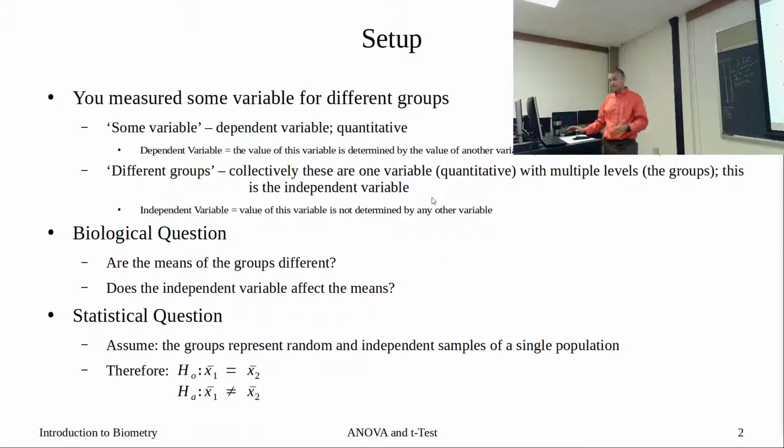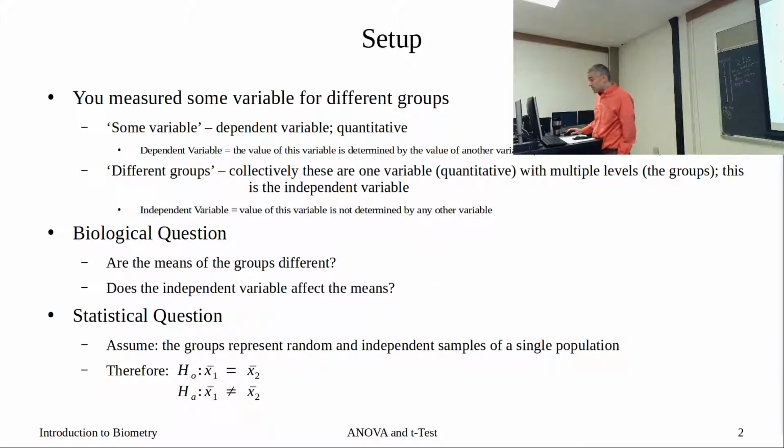All right, so here's our setup. We performed an experiment where we measured some variable for different groups. That variable is going to be our dependent variable. It will be a quantitative variable, something that was measured. Our dependent variable is the value of the variable as determined by a value of another variable. So our variable itself is dependent, or could be dependent, upon some other variable of interest.